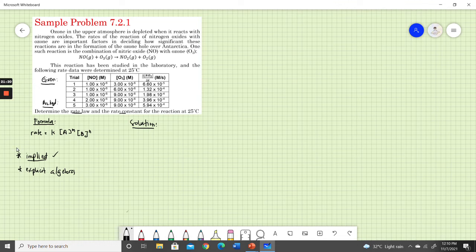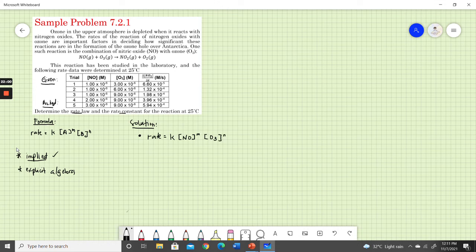So in this case, I'll show you how to do the implied. Later, the next example, I will show you how to do the explicit, which is much safer, although mas matrabaho. So let's begin the solution. What we're going to do first is write your reaction. Our rate is equal to, ang mga reactants natin is NO, which is nitric oxide, so we have NO raised to some value M, and we have O3 raised to some value N.